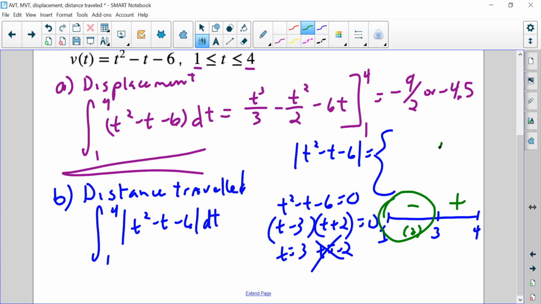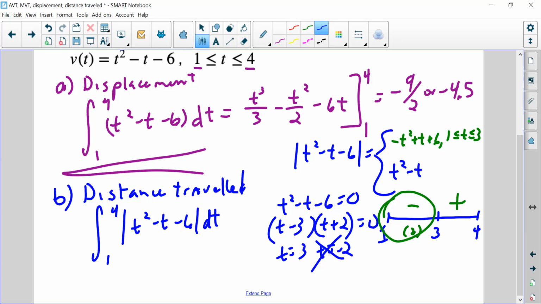So I'm going to put here from 1 to 3, I need to negate my function. So I need to do the opposite of what's in the absolute value. So it's going to be -t squared plus t plus 6, the opposite of what's in that function. Now, when it is from 3 to 4, I get positive, and that's what I wanted. I want it positive, so that area is just fine.